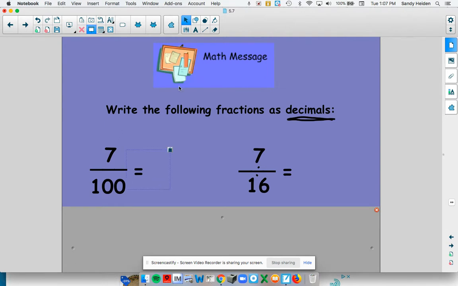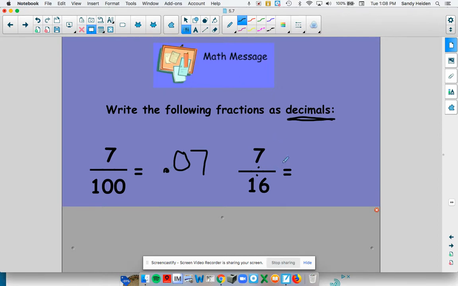Another way to write that is 0.07. We've been learning that as decimals. So if it's already over 100, you just put the decimal in it, whatever its name is.